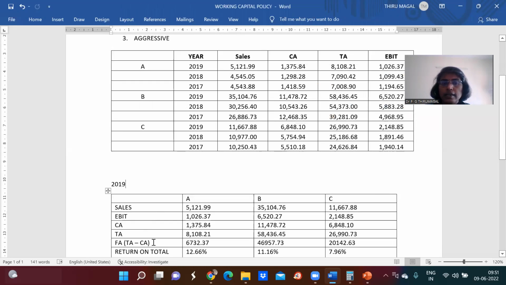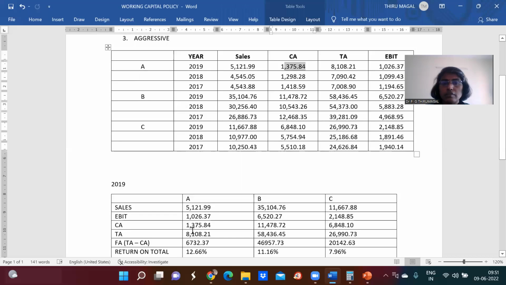EBIT we have taken. Next is current assets. Whatever data is given here, we are taking only the 2019 data and arranging it in this order. The current asset for 2019 for A is 1375, for B it is 11,078 as I mentioned, and for company C it is 6848.10. Then total assets for company A this one, for company B this one, and for company C this one for 2019. That has been mentioned here, 2019 total assets.